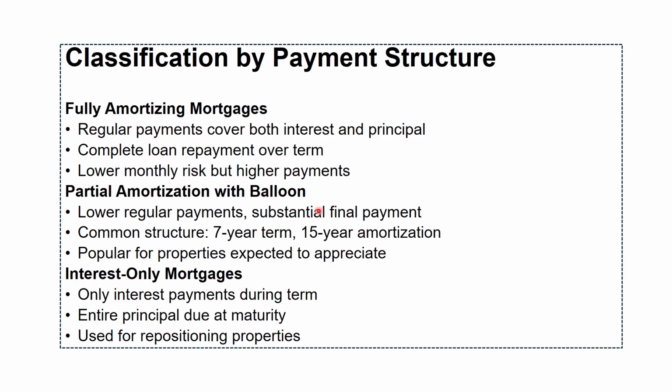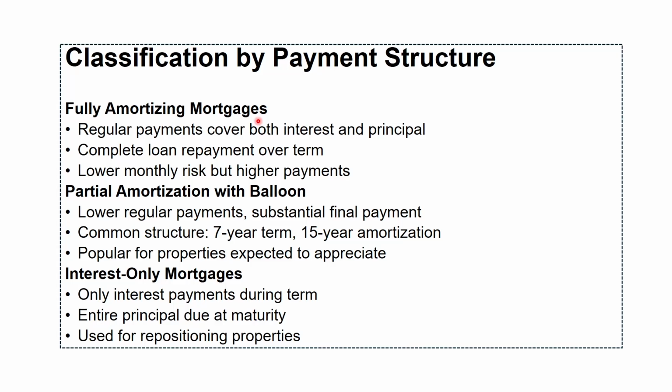So earlier we saw residential EMI structures. Here balloon and interest only are common due to commercial cash flows. For example, a Bengaluru warehouse might use a balloon loan expecting future rent growth. So that is the classification by payment structure.